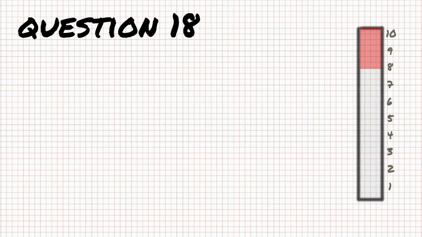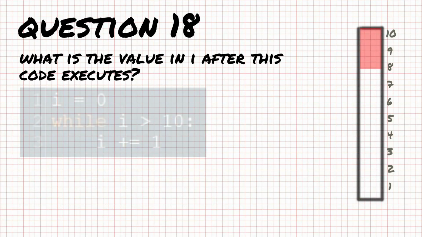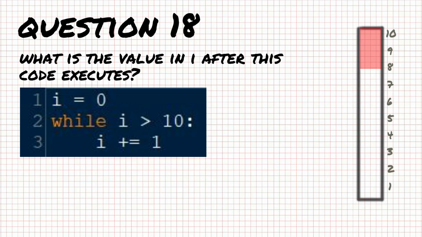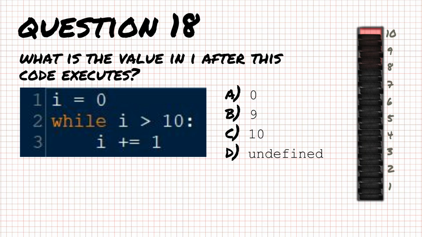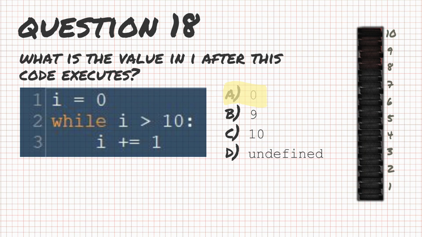Question 18. What is the value in i after this code executes? i = 0, while i > 10: i += 1. Is it A, 0, B, 9, C, 10, or D, undefined? The answer is A, 0. We initialize i to 0, and then we test if i is greater than 10. It isn't, so the loop isn't entered, and i still has the value 0.